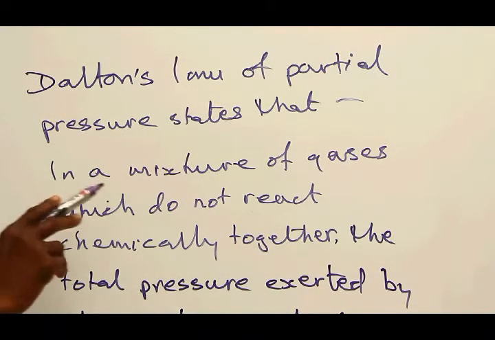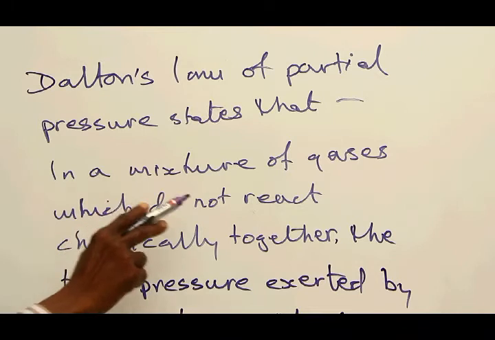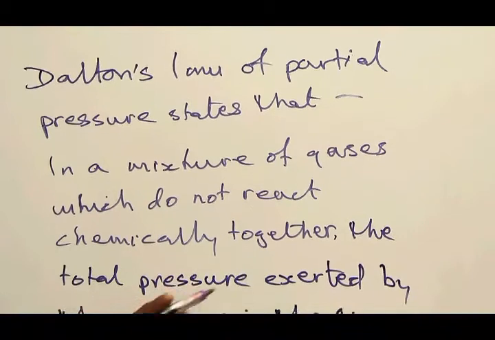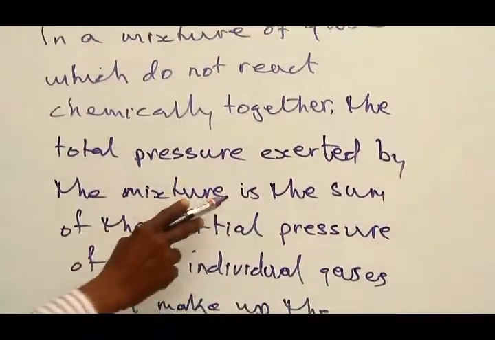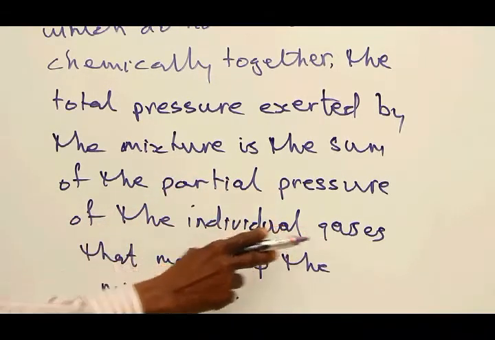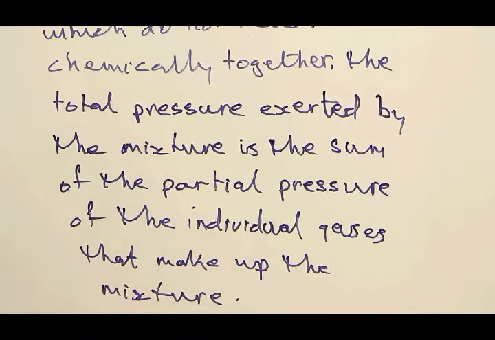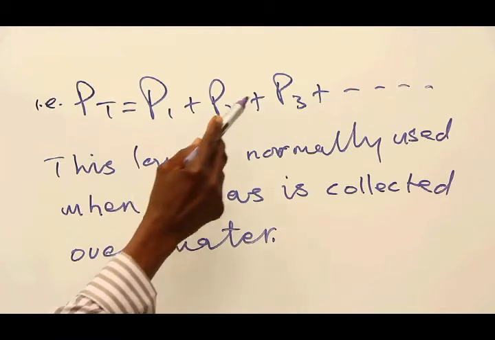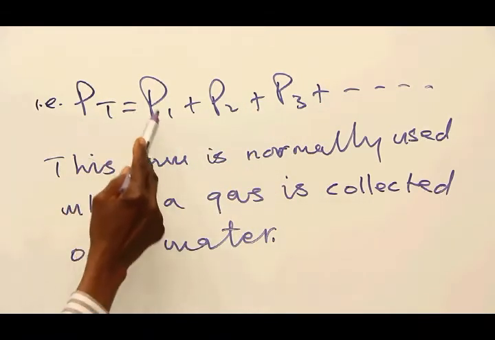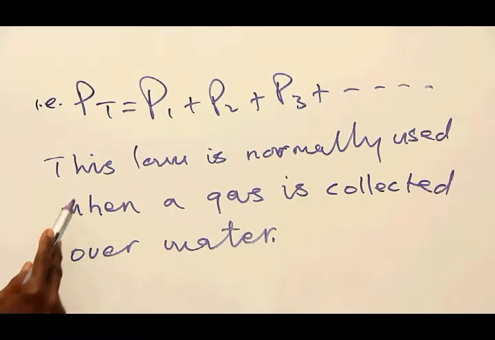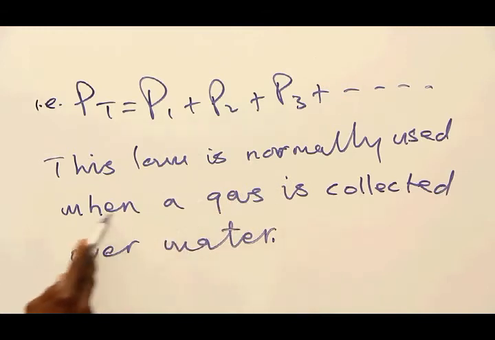Dalton's law of partial pressure states that in a mixture of gases which do not react chemically together, the total pressure exerted by the mixture is the sum of the partial pressures of the individual gases that make up the mixture. That is, mathematically, Pt is equal to P1 plus P2 plus P3, and so on. It is worth noting that this law is normally used when a gas is collected over water.